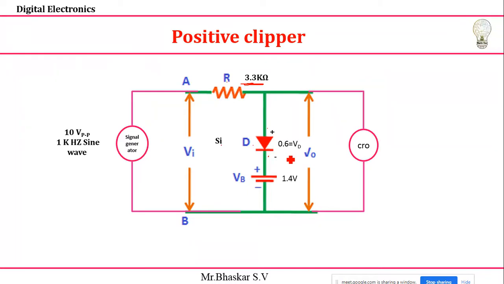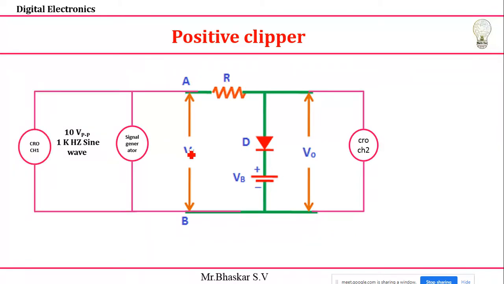Okay, so this is the circuit diagram I'm going to consider. And next, I already told you that channel 1 I can connect to my signal generator, and channel 2 I can connect to my CRO in order to see my output, and the voltages you need to consider. So these are the voltages. This is the complete circuit diagram of your positive clipper. Just write down this circuit diagram.